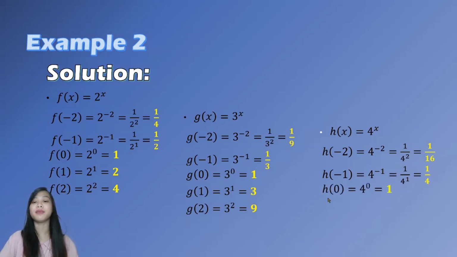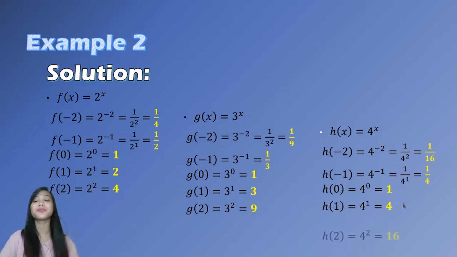So now let's have h of 0. h of 0 equals 4 raised to 0. Then that is also equal to 1. And we have h of positive 1. We have 4 raised to 1. That is equal to positive 4.